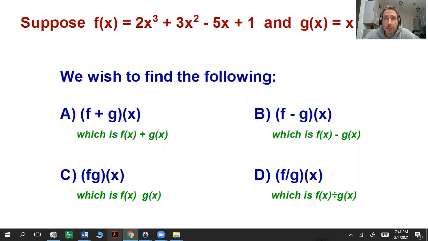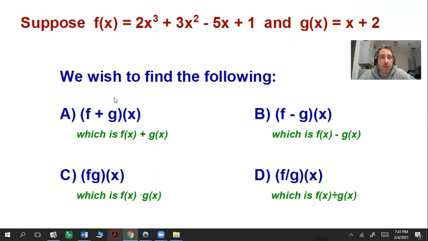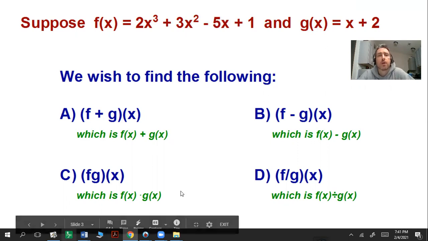So we have two polynomials, f of x and g of x. F of x is 2x cubed plus 3x squared minus 5x plus 1. G of x is x plus 2. We want to do the following things. We want to add, subtract, multiply, and divide.